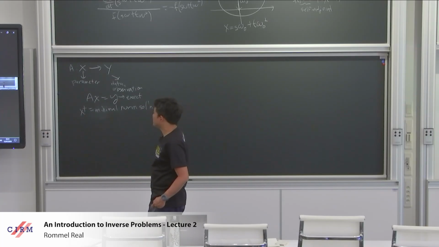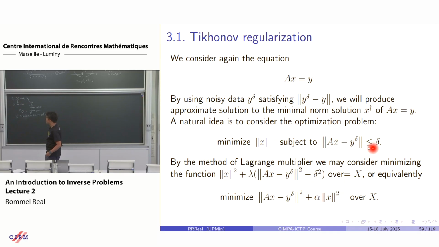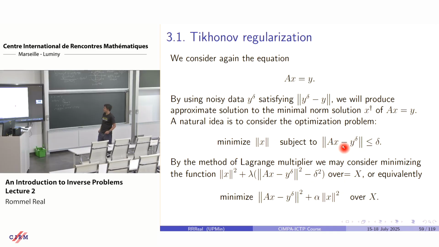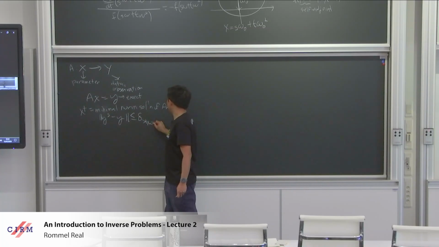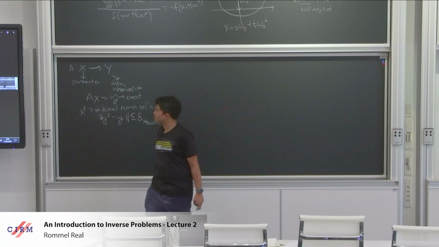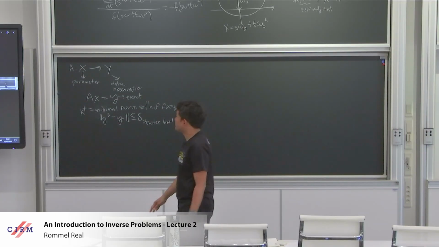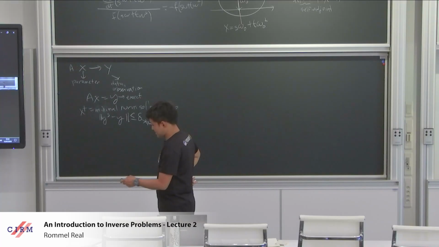So that means you want to minimize the norm of x subject to the constraint that the reconstruction A times x minus the noisy data, if you take the norm, must not exceed delta. And here, normally, we let the norm of y delta minus y be bounded above by delta, and we call that delta the noise level. And by the method of Lagrange multipliers, we can consider minimizing the function itself.